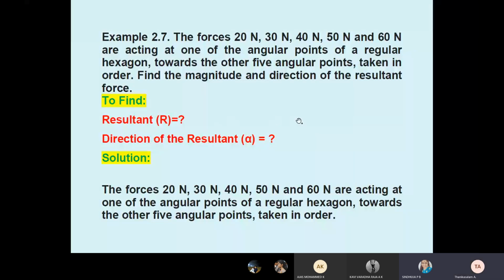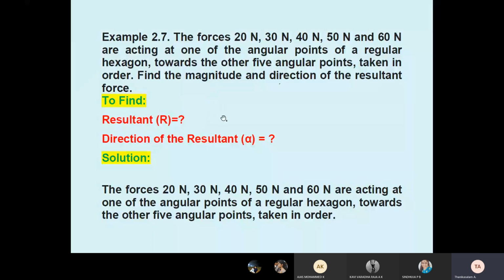Okay, they gave a simple statement. They did not mention any angle or direction, but one important clue word is given: acting at one of the angular points of a regular hexagon. That's a hexagon, 6 sides, which you already studied in engineering graphics or mathematics. They ask for the resultant and alpha. That's why I am repeating again: this subject is mind and brain oriented. You don't memorize, you have to understand the concept only. If you understand the concept, this subject is very easy, very interesting.